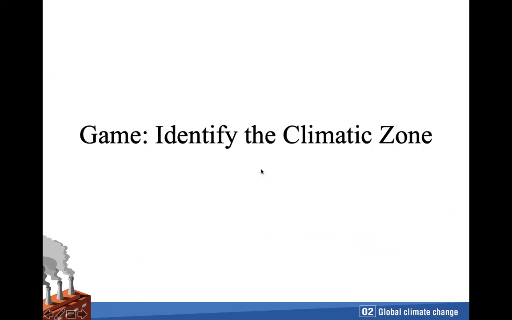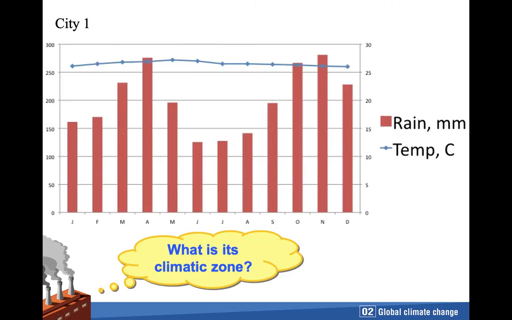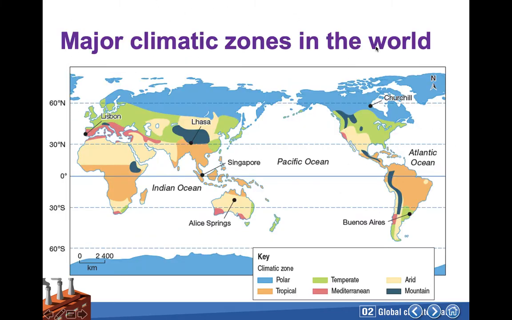So let's do some exercise, okay, to identify different climatic zones. For city 1, could you guess what climatic zone this is? Looking at its rainfall and also the temperature. So actually, I think you can guess it. It's the tropical climate because it's hot and wet throughout the year. So it's actually Kuala Lumpur, okay, in here.